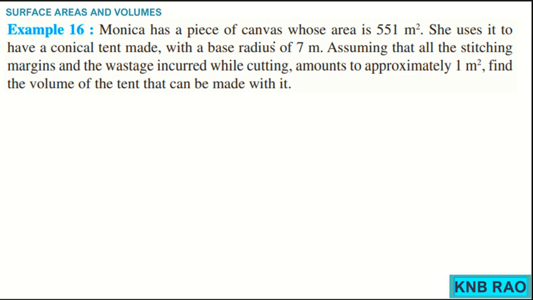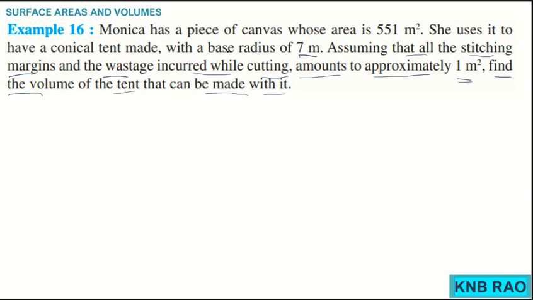Monica has a piece of canvas whose area is 551 meters square. She uses it to have a conical tent made with a base radius 7 meter. Assuming that all the stitching, margins and wastage incurred while cutting amounts to approximately 1 meter square, find the volume of the tent that can be made with it.